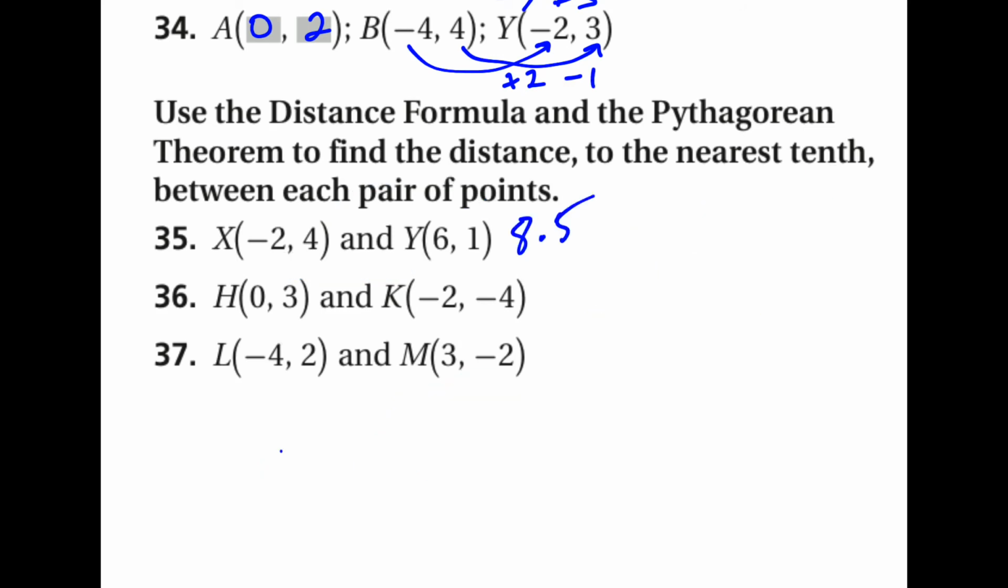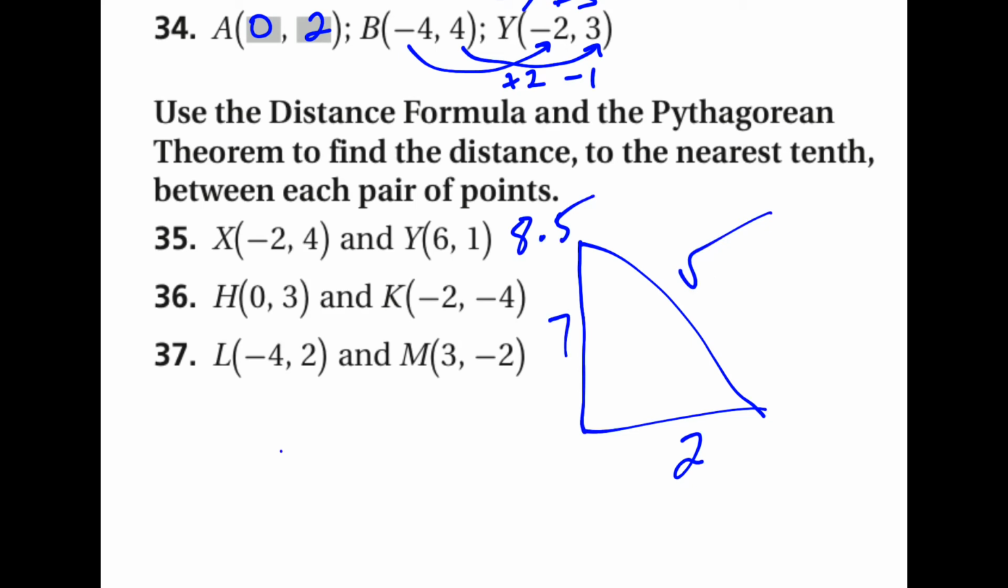For 36, I'll do the same thing. To find the difference in x-coordinates, it's 2. The difference in y-coordinates is 7, drawing not to scale. The square root of those 2 squared and added together, this is 49 plus 4. So the square root of 53, or 7.3.